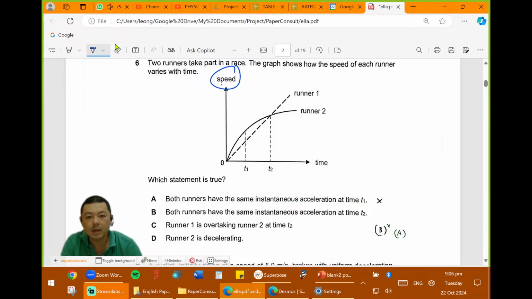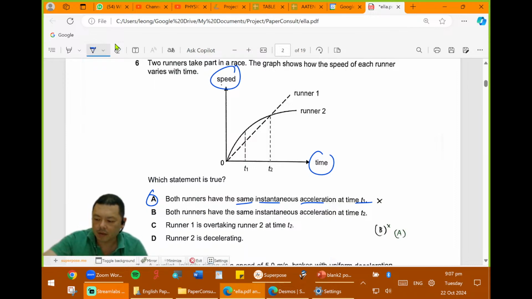Okay. So it's a speed-time graph, right? Oh, the answer is A. They have the same instantaneous acceleration at time t1. Yeah. If I ask you to check whether this statement is true, how would you check it? What would you do to try to check it?